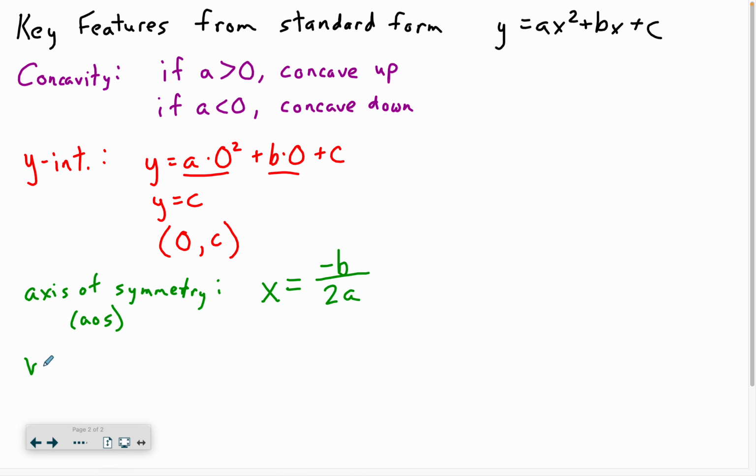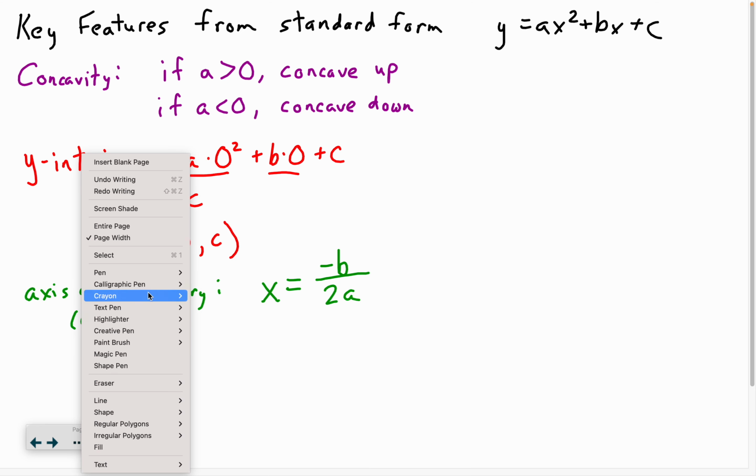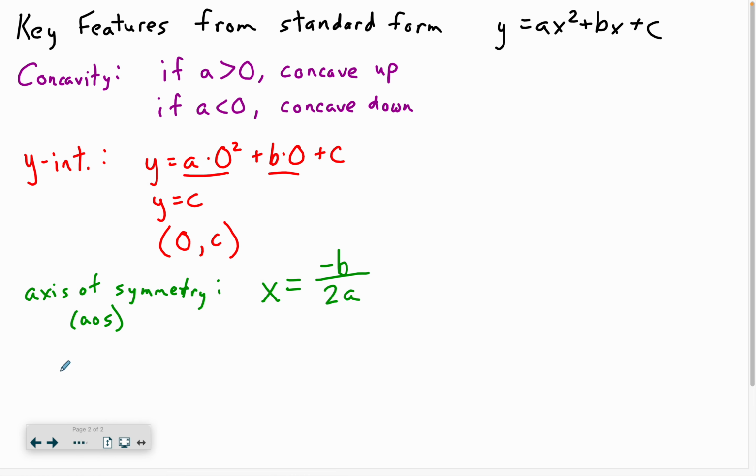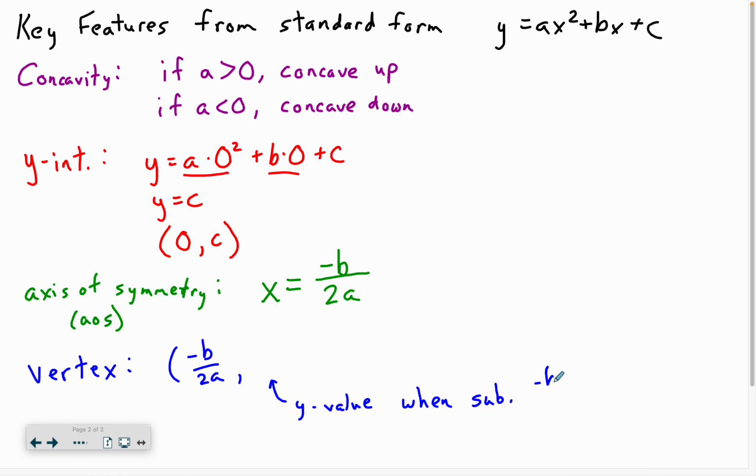And now the vertex is not too bad as long as you understand what we're doing here with the vertex. But the vertex is going to be the opposite of b over 2a for x, right? We just said x equals that. And then this is your y value when you substitute opposite of b over 2a in for x.